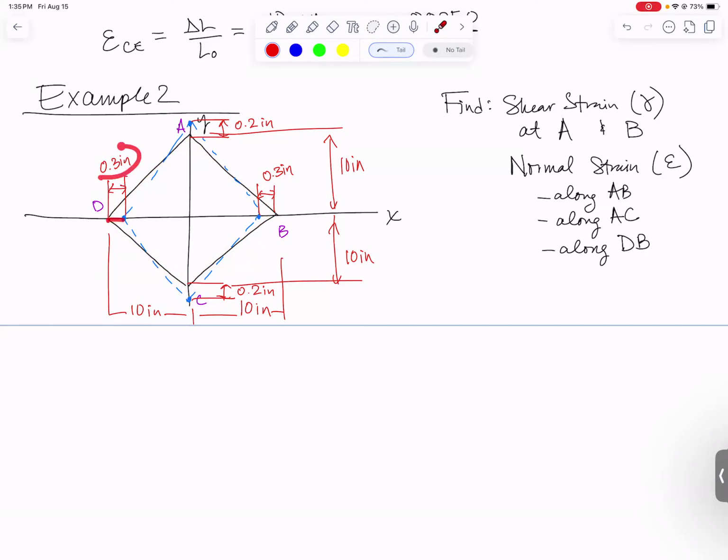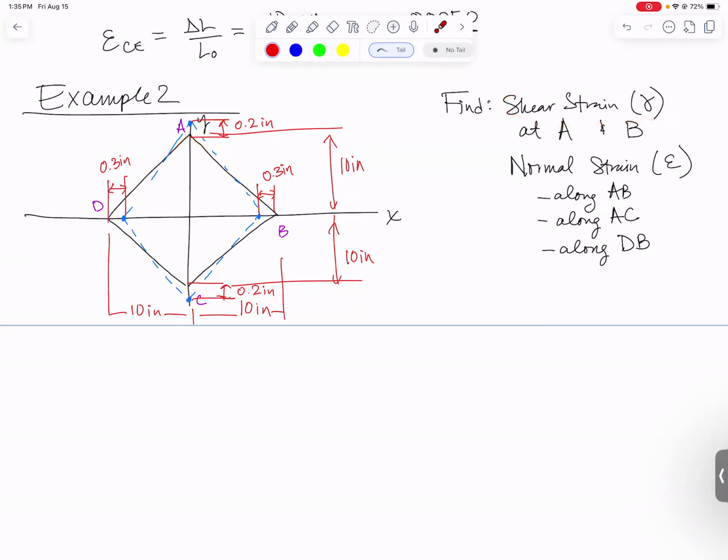And then what happens is because of the loading applied to this chunk of material, point D moves in by 0.3 inches. Point B also moves in by 0.3 inches. Point C moves down. So we're going from the solid black was the original shape. The dashed blue is the new shape. So point C moves down by 0.2 inches and point A moves up by 0.2 inches.